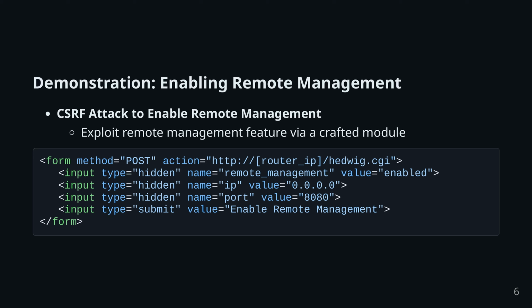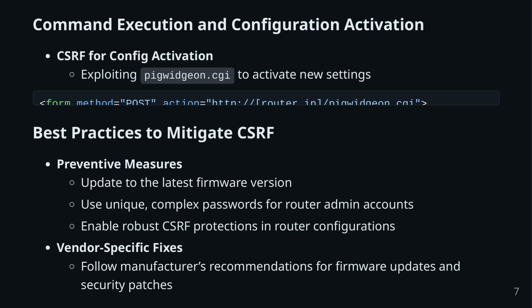In this section, we'll delve into the issue of command execution and configuration activation via CSRF attacks. By exploiting vulnerabilities within services like pidgin.cgi, attackers can activate new settings on the router. Here, a crafted form may be used to send a post request that targets the router's pidgin.cgi endpoint, potentially allowing malicious reconfiguration. To combat such threats, adhering to best practices is critical.